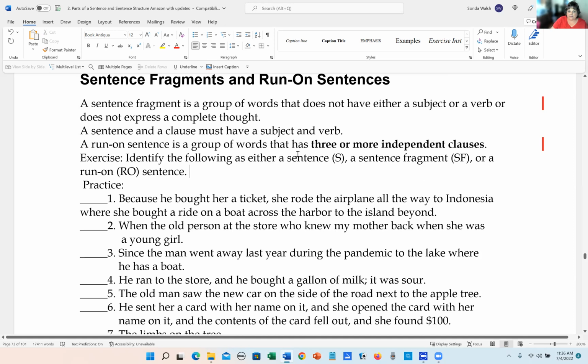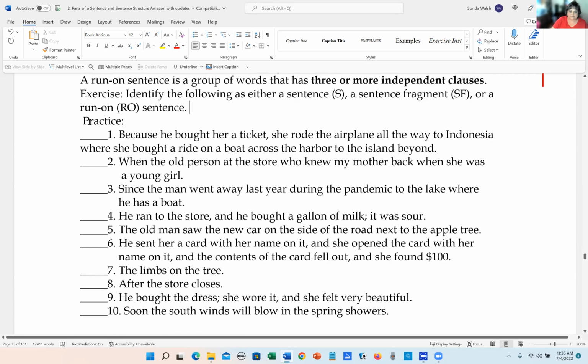So we have seen several times that we are identifying multiple clauses. And so let's maintain this definition. So let's go through the practice.